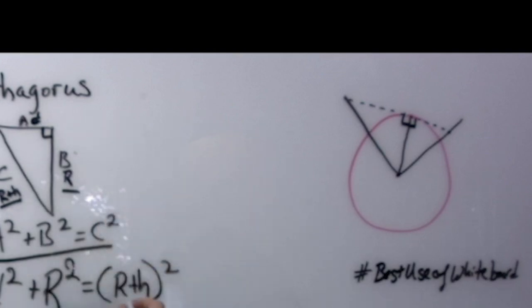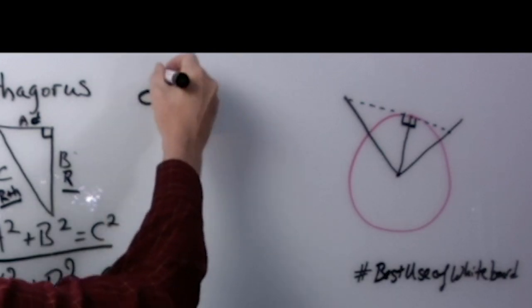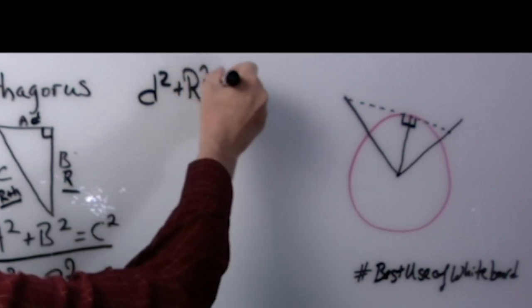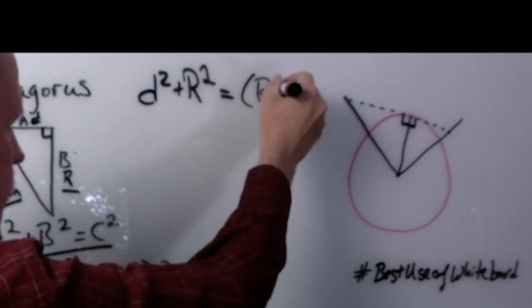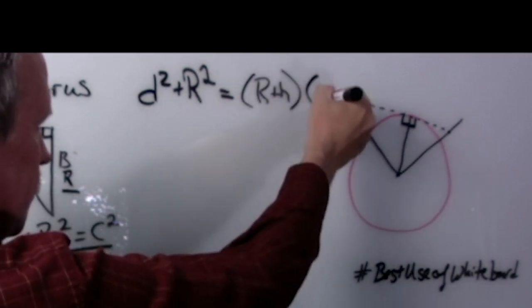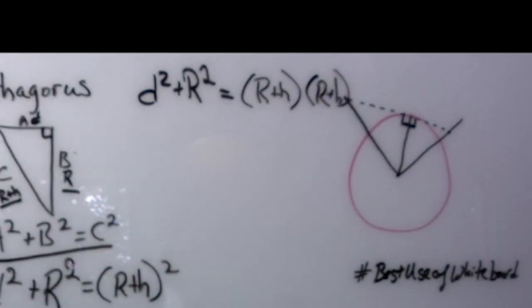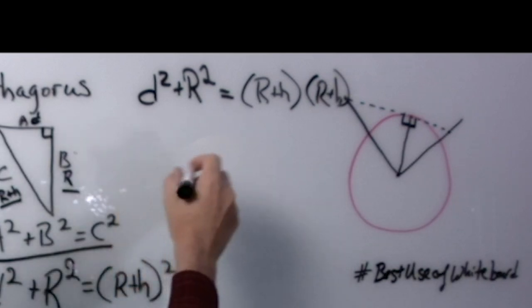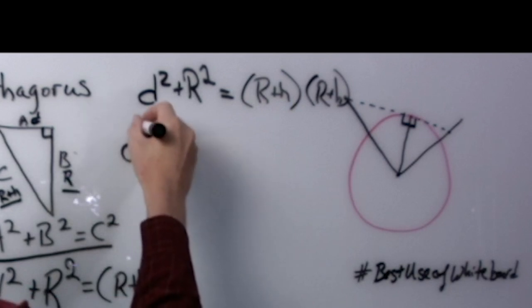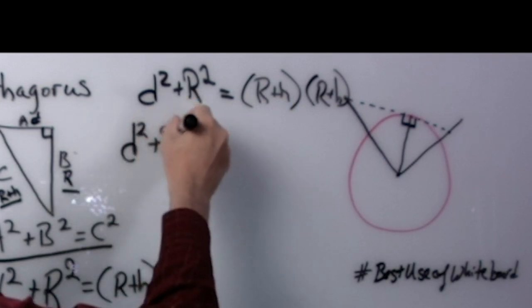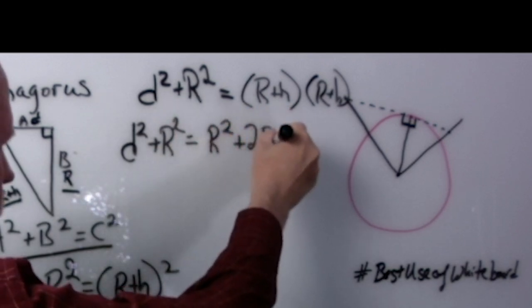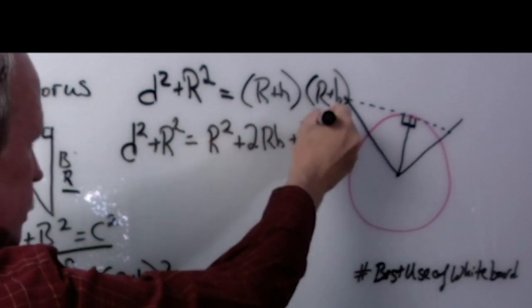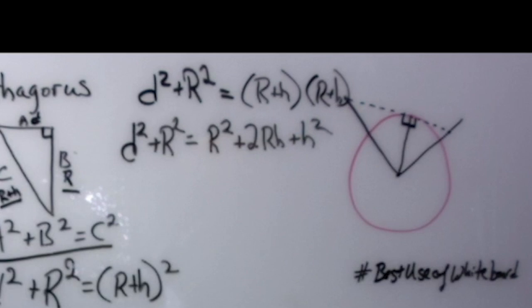So what we're going to do is bring this back up. D squared plus R squared equals, and instead of using a squared here, I'm just going to save a little time. That's R plus H times R plus H. Now, solving for that, we've got D squared plus R squared equals R squared plus 2RH plus H squared. That's just basic algebra.